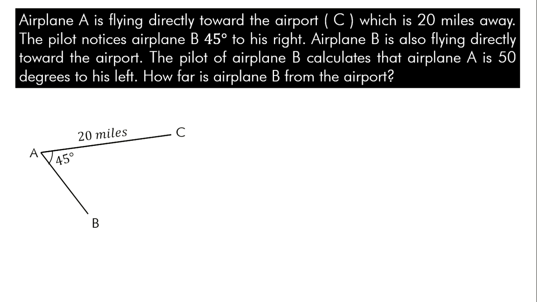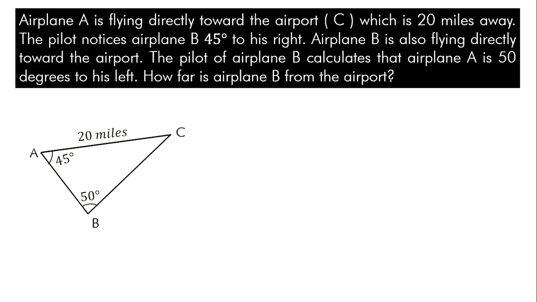So airplane B is also flying directly toward the airport. The pilot of airplane B calculates the airplane A, which is 50 degrees to his left. So we'll have that. That is 50 degrees. So now the question is, how far is airplane B from the airport?